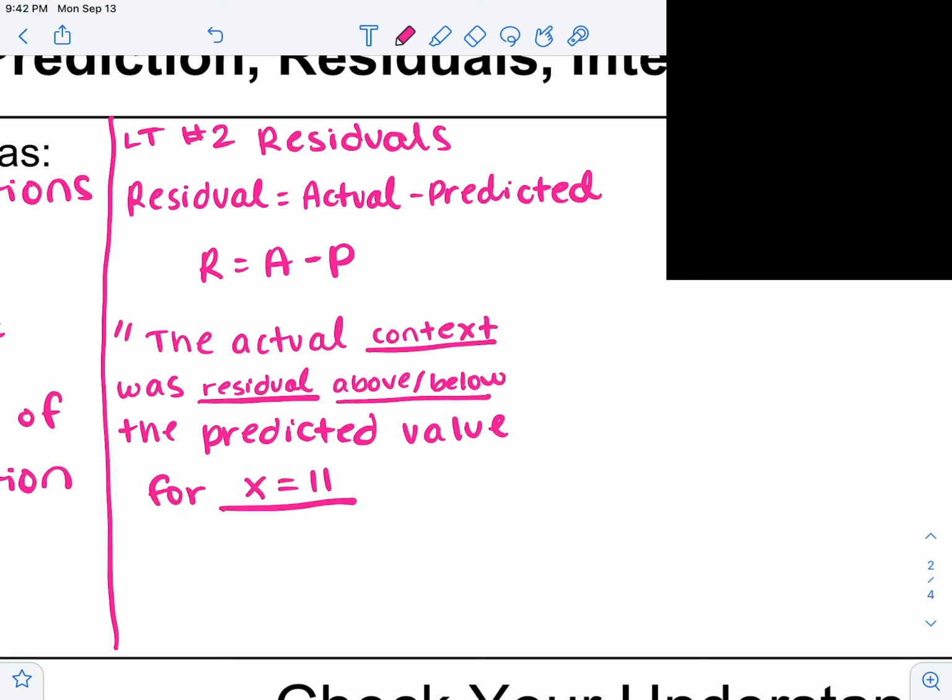So before on the first page when I said the actual distance was 1.347 grams below the predicted value for, and I don't say x equals, I say for 5 rubber bands. So for that x equals number, again, I'm just taking the number that I plugged in, 5, putting it back into context. So 5 rubber bands.